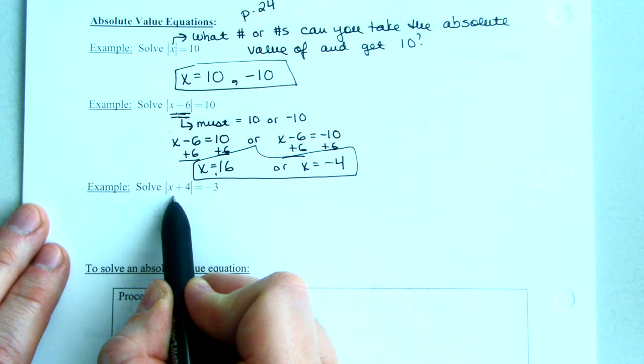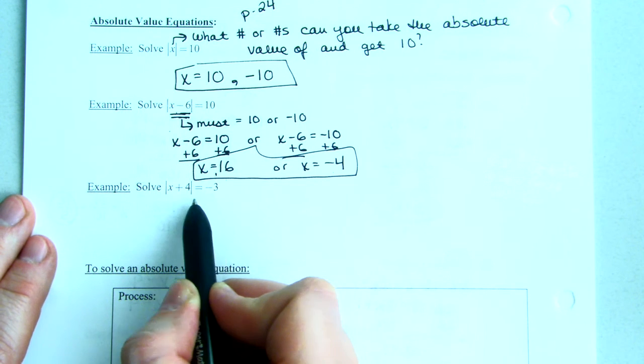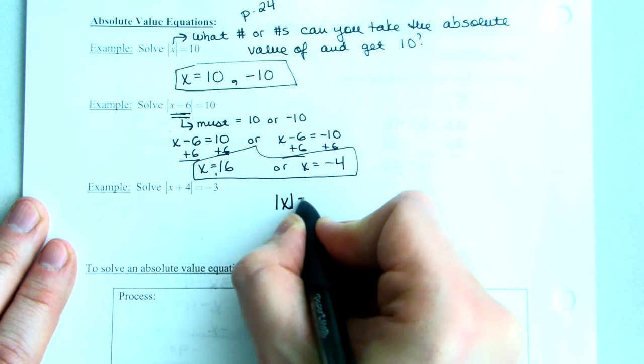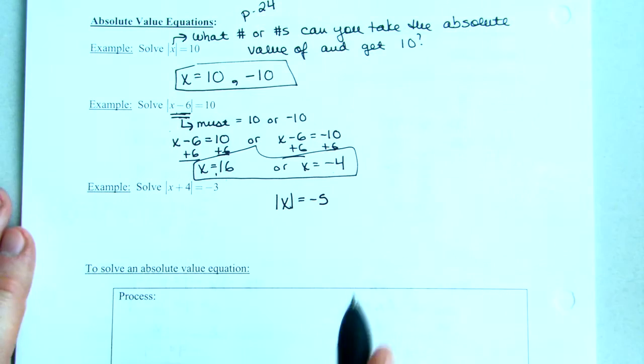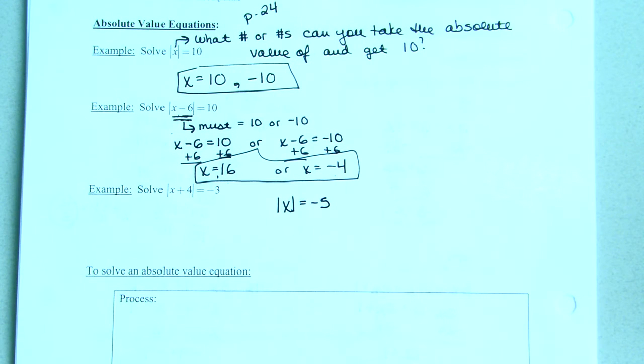Absolute value of x plus 4 equals negative 3. You know what? Rather than that problem, let's look at this problem. Let's look at a simpler one. Absolute value of x equals negative 5. What number or numbers can you take the absolute value of and get negative 5 as your answer?